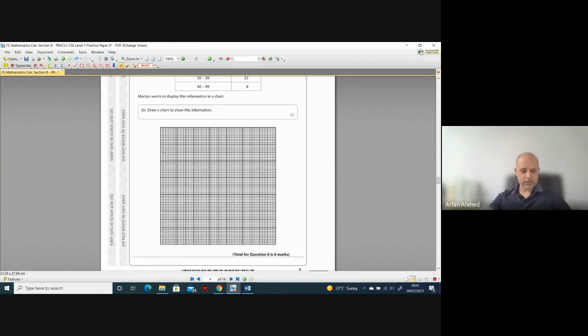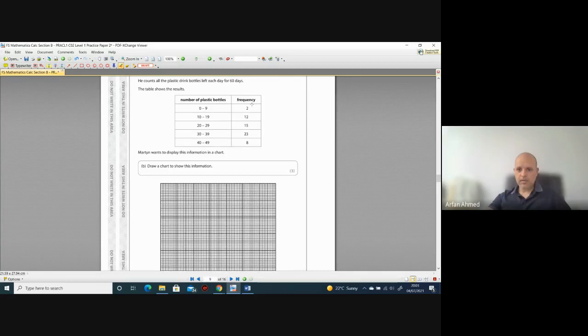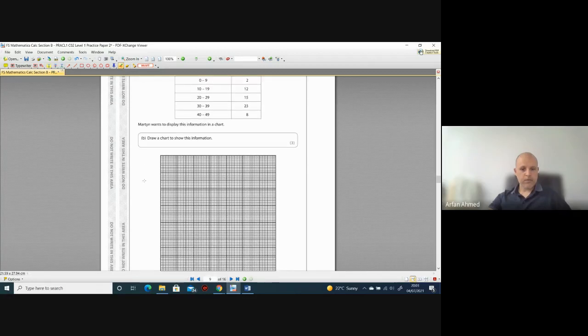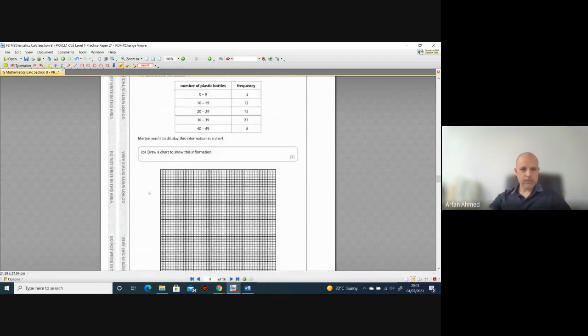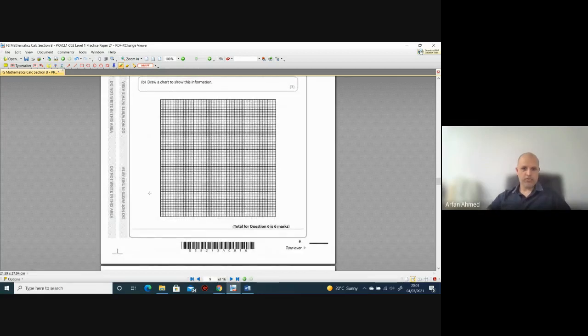So how many boxes have I got? 1, 2, 3, 4, 5, 6, 7, 8, 9, 10, 11, 12, 13. It's 14 big boxes, and the frequency goes up to 23. Just use a sensible scale for this. I would probably use, let's call it, 2s.